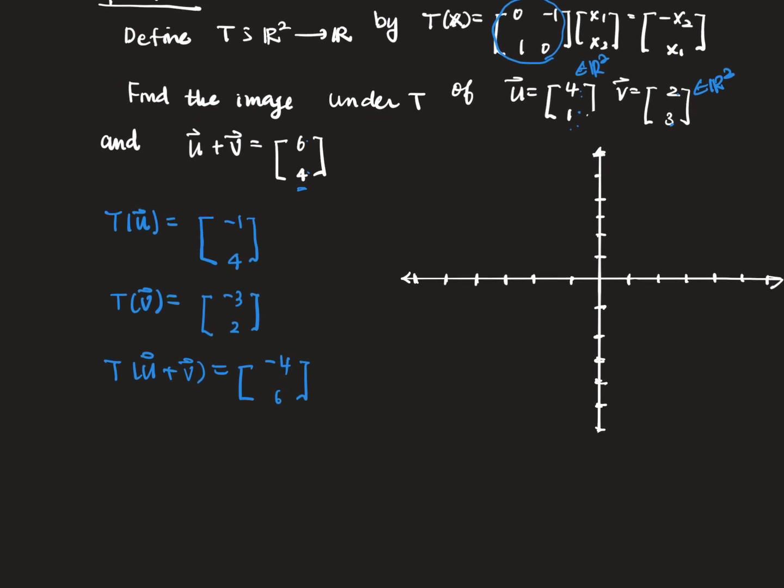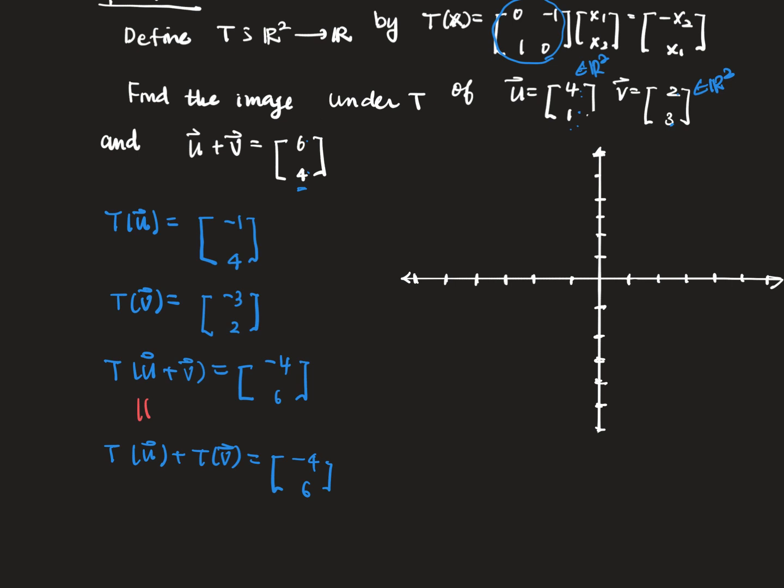Can you see that this is linear? Here it is, guys. Tu plus Tv: negative 1 plus negative 3 is negative 4, and 4 plus 2 is 6. So negative 4 and 6. Exactly, these two vectors are the same.